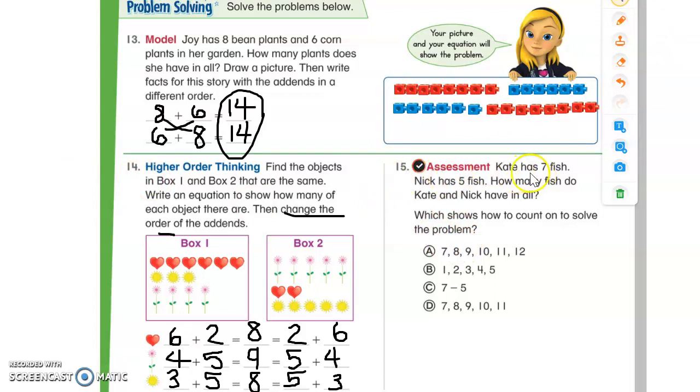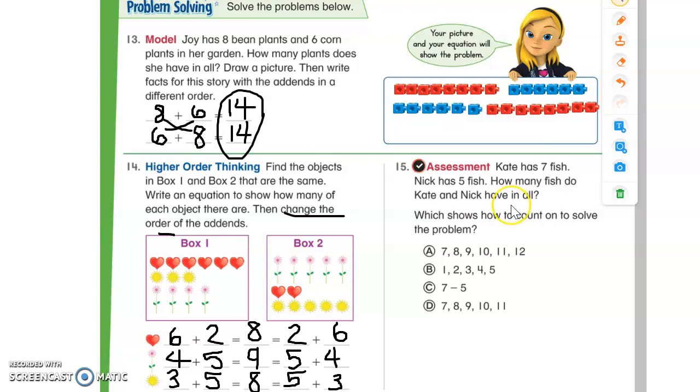Assessment. Kate has 7 fish. Nick has 5 fish. How many fish do Kate and Nick have in all? So I'm going to visualize this problem. I'm going to make a mental picture. I know that there's a girl named Kate with some fish, 7 to be exact, and a boy named Nick with some fish, 5 to be exact. And it's asking how many the girl and boy have in all. So that means they're combining how many fish the girl and boy have together.